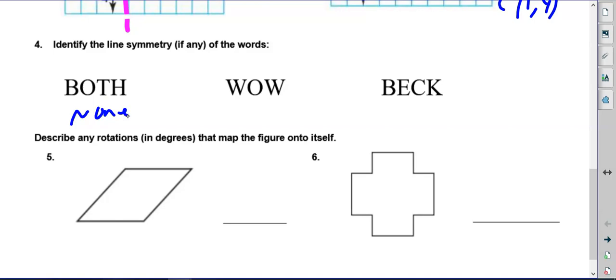Again, be careful with this one. You can't go, oh, the W goes this way, the W goes this way and the O goes anyway. You can't do that. So we're looking at just the word. But this one's kind of a tricky one. If you fold it over that way, the W's would lay on top of each other and half the O would lay on the other half of the O. And then back, that's none.